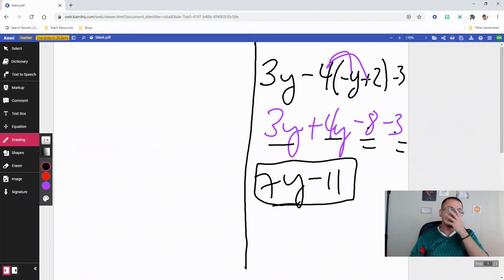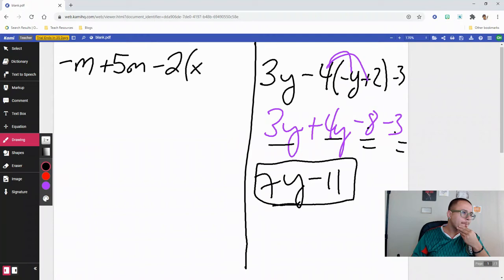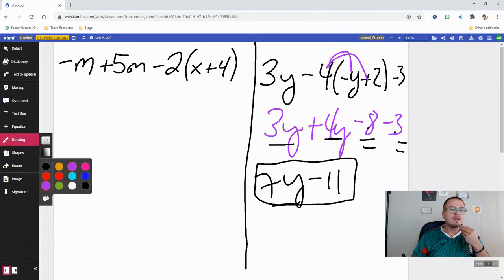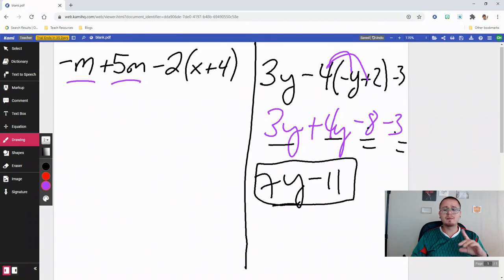So let's do another one. Let's do one more like this. Let's try and get a little spicy. So this one might freak you out a little bit because there's more than one letter. There's more than one variable term. That's okay. Just make sure you don't mix letters that aren't the same. So right away, I'm going to do this a little different. I would probably distribute first, but I already wrote the line, so we won't go with it. Negative m, 5m, that's 4m.